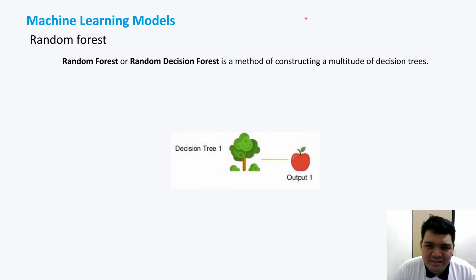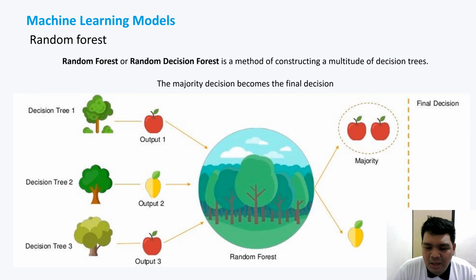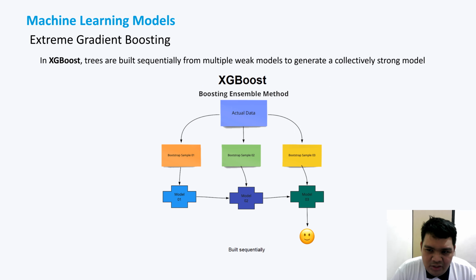The models used in this study are random forest and XGBoost. A random forest model consists of multiple decision trees where a specific decision is based on inputs. A majority decision becomes the final decision or a regression result from all the decision trees in the forest. Similarly, XGBoost is also tree-based. However, XGBoost employs a boosting method where trees are built sequentially from multiple weak models.